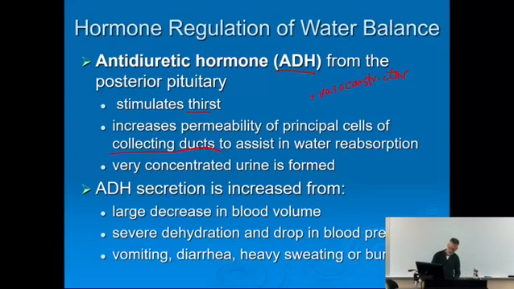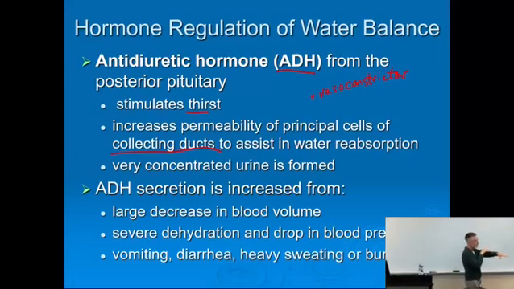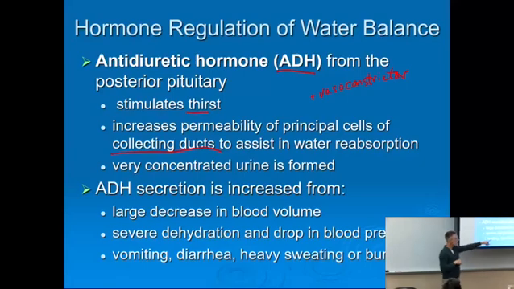And you can release more antidiuretic hormone if there's a big decrease in blood volume, if you are severely dehydrated, or you're losing fluids in other ways that you shouldn't, right? Vomiting, diarrhea, you're losing excess fluids that you normally shouldn't. Heavy sweating, as we've talked about, as well as burns, because now you can't regulate the fluid from the skin as well as previously.